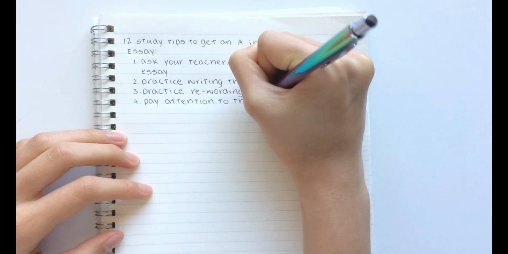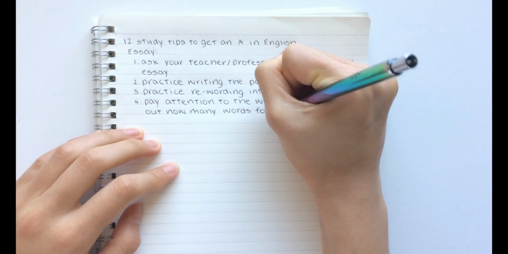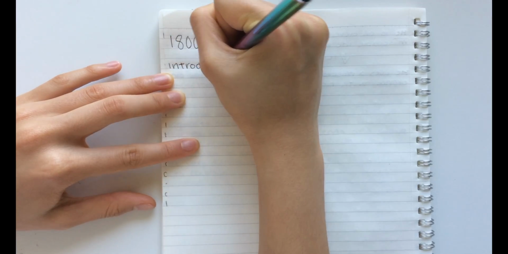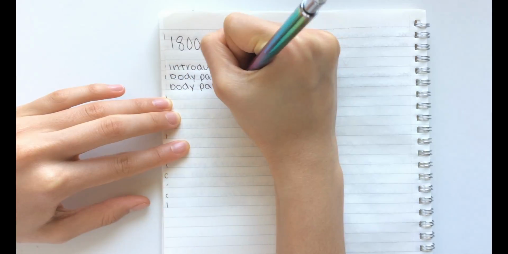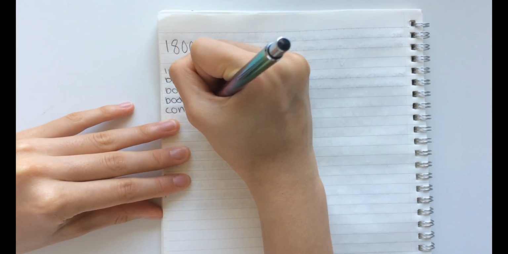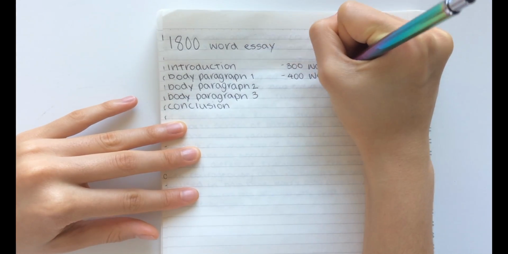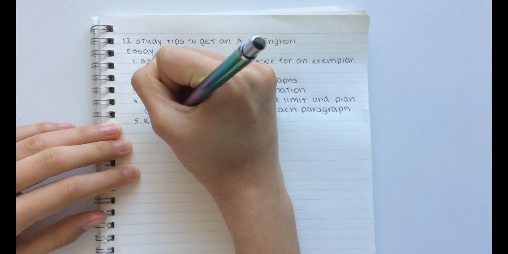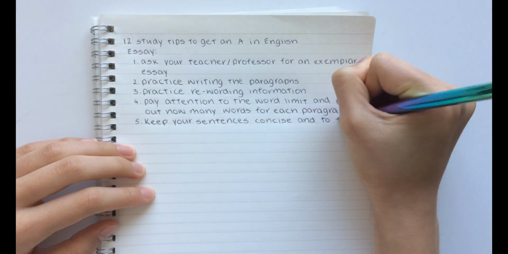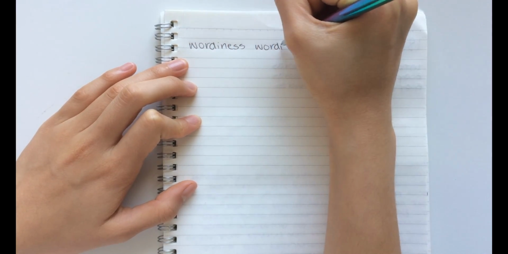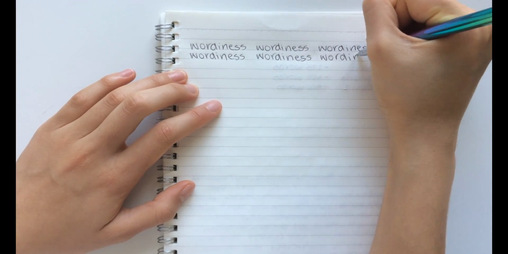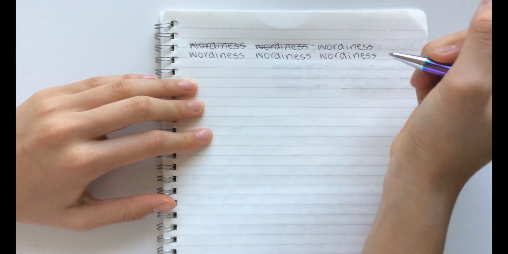The fourth tip is to pay attention to the word limit and plan out how many words for each paragraph. This is really important when you are essay writing because I often find myself going way over the word limit and having to rewrite and delete information, so keeping your eye on the word limit will definitely help you avoid this. The fifth tip is to keep your sentences concise and to the point. I know that there are always points allocated for the wordiness of your essay. I personally tend to be really wordy, so this tip is something I always keep in mind so I do not lose those points.